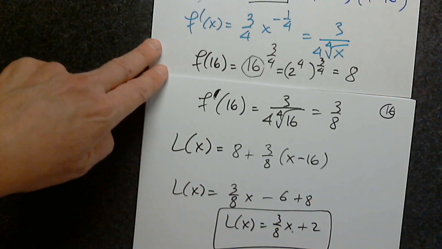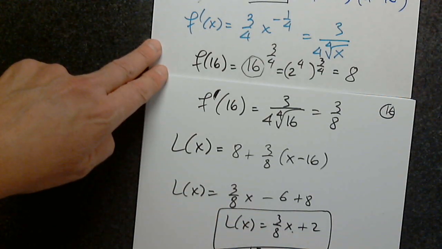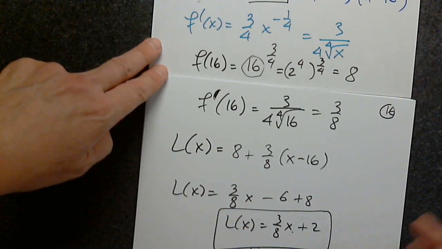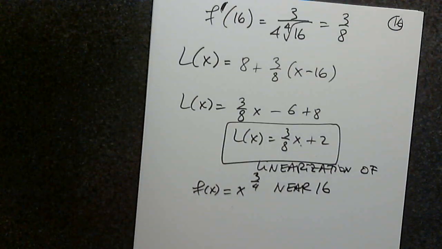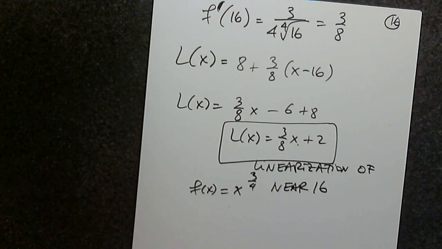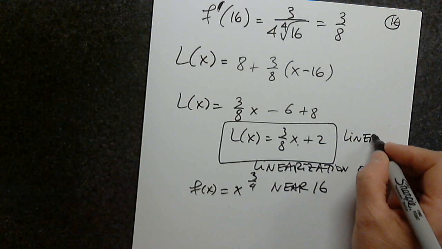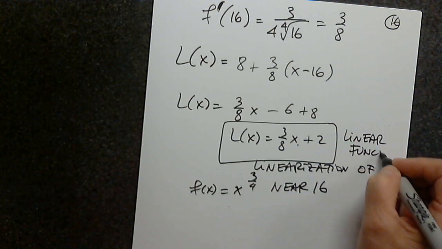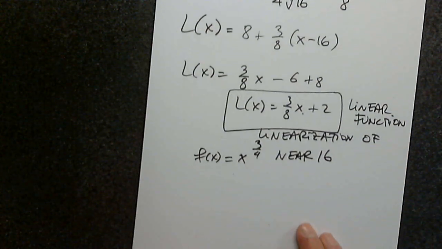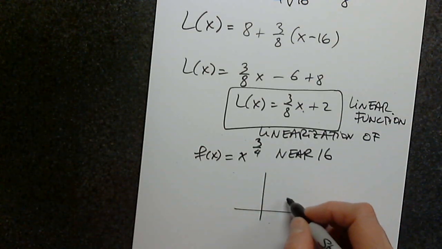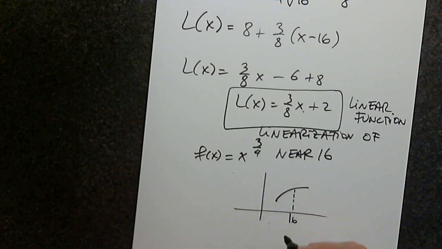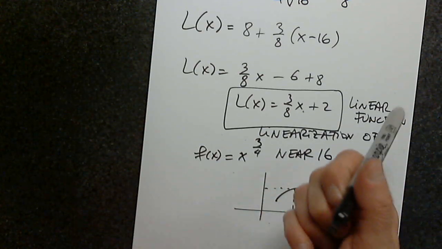This is called the linearization of f of x, which is x to 3/4 near 16. And it's a linear function. So let's say, assuming that this is the function, and let's say that this is 16, and let's say that this f of 16 was 8.